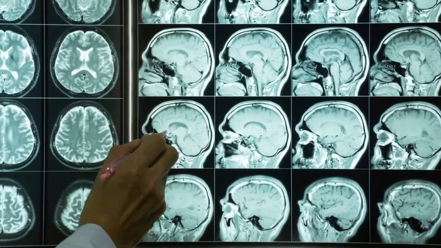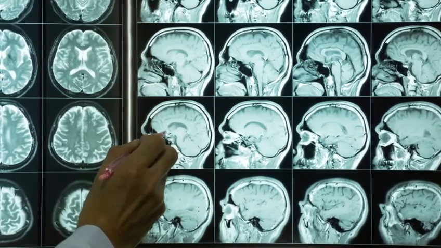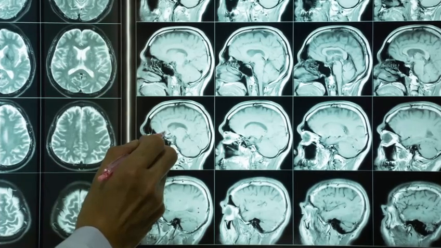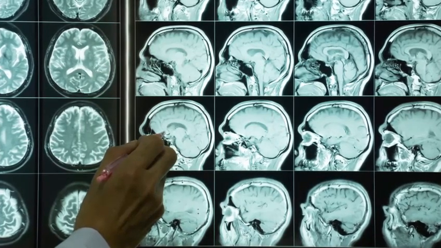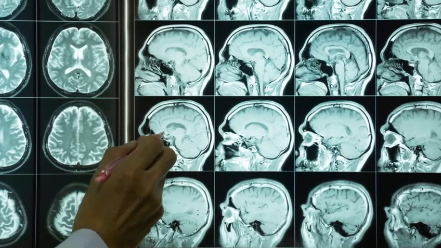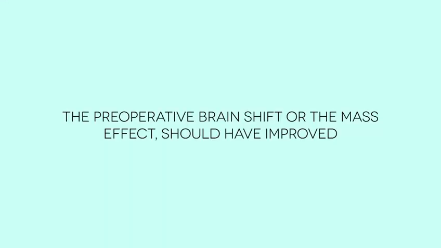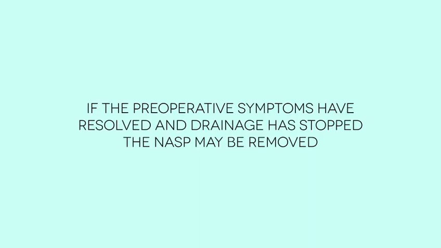Obtain a CT or MRI scan the day following the surgery to check the size of the subdural. If the brain has not yet fully expanded, there may be some air in the subdural space and residual fluid. The preoperative brain shift or the mass effect should have improved. If the preoperative symptoms have resolved and drainage has stopped, the NASP may be removed.